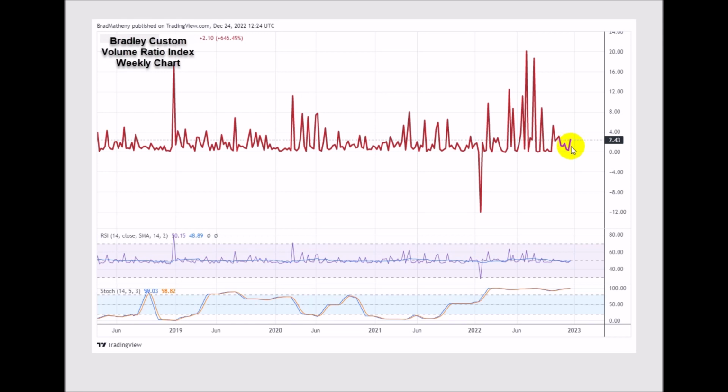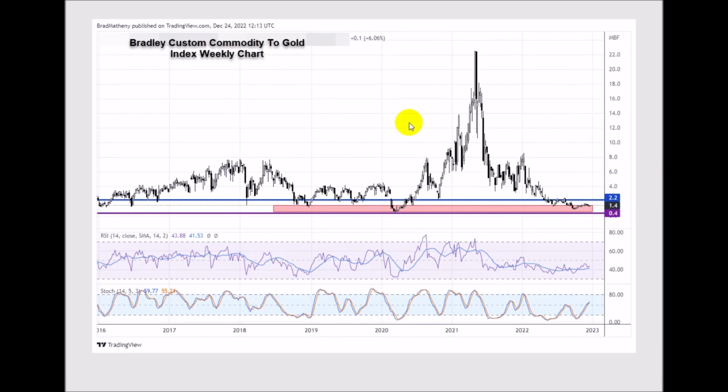So we need to be aware that this is a very solid, consolidated bottom back over here. And then we saw that big buying volume kick in the last week of December in 2018. We could get the same thing here. A pretty good spike up here would show that traders are anticipating a reflation trade in 2023, a big upward move.